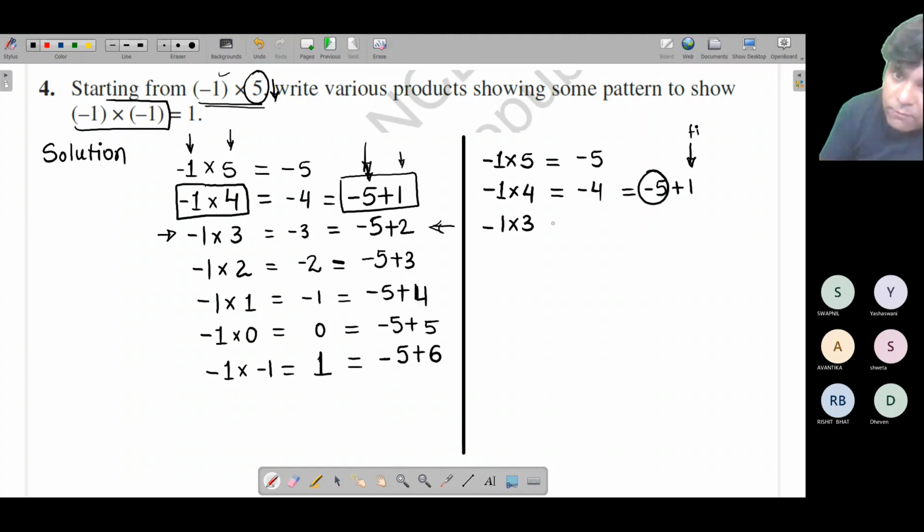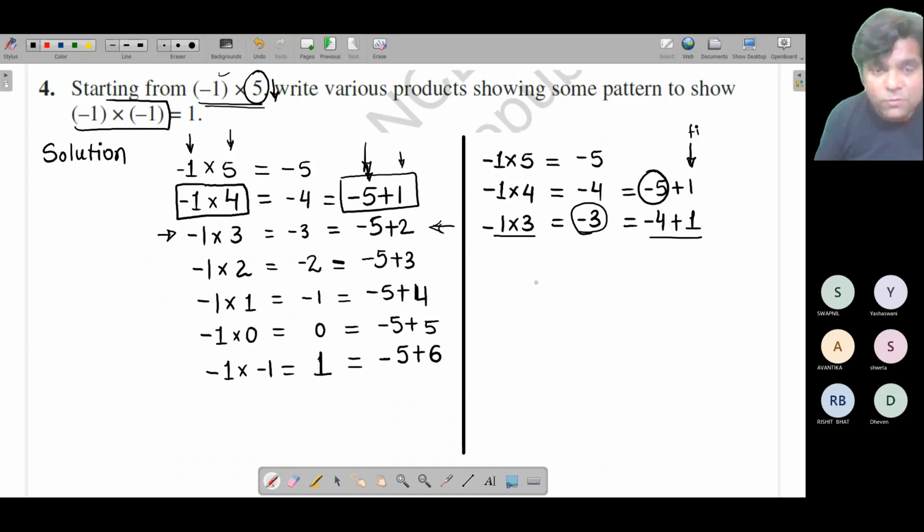-1 cross 3, which gives you minus of 3. Say the second number is 1 as a fixed number, so what can you write here? I can write minus of 4. To get minus of 4 plus 1, that is minus of 3, the same answer as the product of -1 and 3. You are expressing this product as the sum of these two numbers, and both answers should be -3.